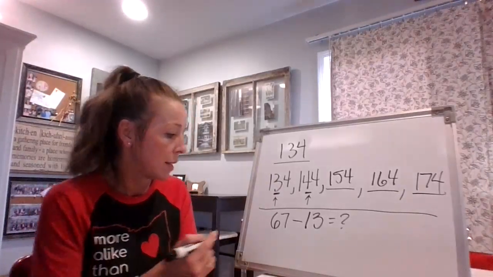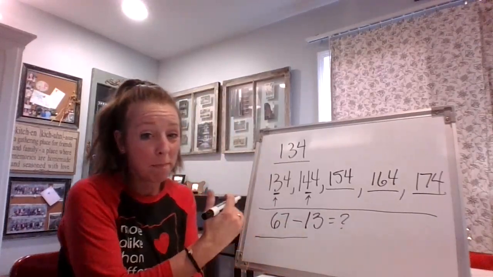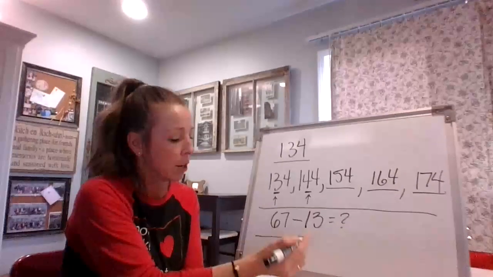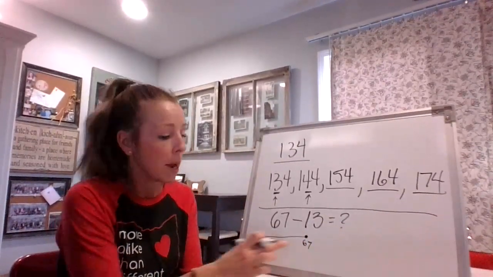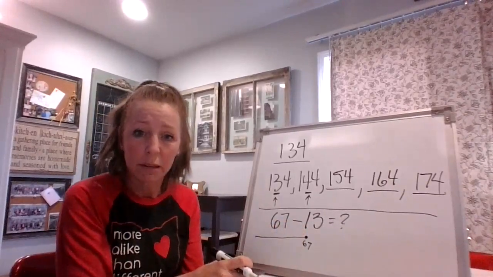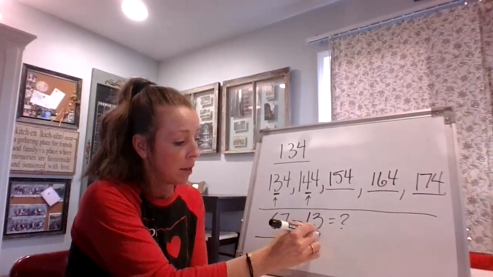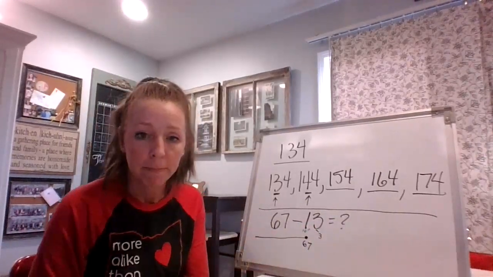All right, let's see how we did it. If I do a number line, I'm going backwards on the number line. I'm going down on the number line because it's subtraction. So I'm at 67. I want to take away 13. 13 is bigger than 10, so I'm going to break that into tens and ones. 13 broken into tens and ones is 10 and 3.